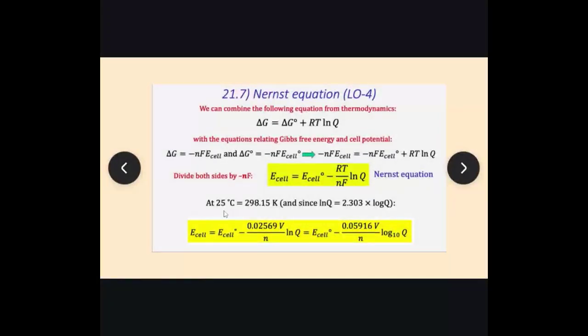Because at standard conditions at 25 degrees, this is equal to that, so you can simplify it down to this value. So this is only when you have it at 25 degrees Celsius, but if it's not at 25 degrees Celsius, you have to use this formula. Notice how these numbers change. I recommend picking one and staying with that one. I personally use this one, the log of 10, but if you want to use natural log, don't get the numbers mixed up.